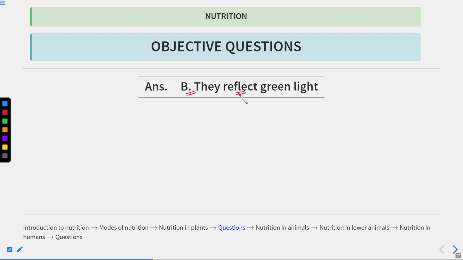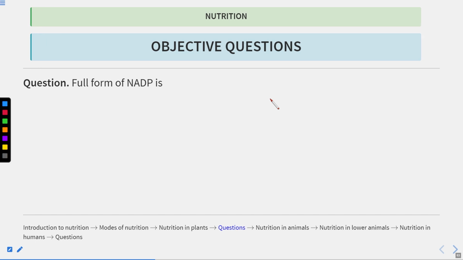So, in physics, you must have studied that when any light is reflected from a substance, it is perceived by the eye, and then you can see that object. So the leaves appear green because they reflect the green light and they absorb the rest of the lights. That's why the leaf appears green. And the green color is due to the presence of chlorophyll, which is a green color pigment. So it reflects the green light.